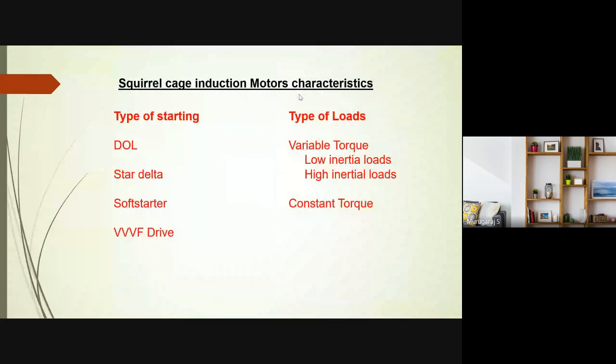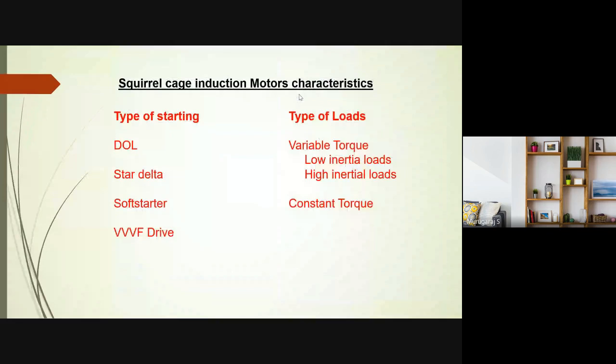As I already told you, the starting current is a major point with respect to motors. Based upon the starting current only, all these 4 types of starting have been explained: direct online, star delta, soft starter, VFD. Direct online is where the supply is directly connected to the motor. Only one main contactor will be used, so directly the supply will be fed to the motor.